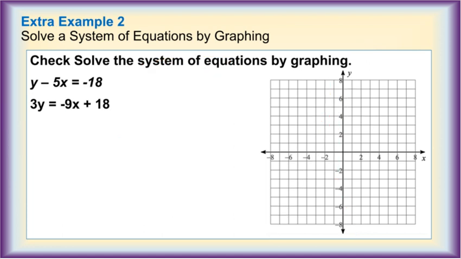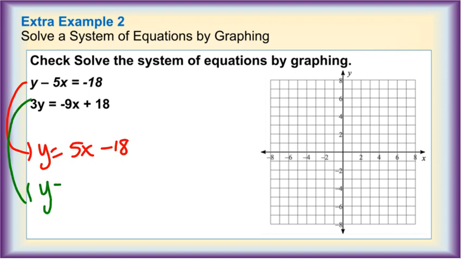Next example, graph these and solve. I'll do this one, so this would be y equals positive 5x minus 18. And the other one would be y equals, divide everything by 3. So this would be negative 3x plus 6. If I plot that one, that would be positive 6, down 3, the right one. So I have my slope here, going down, so I can draw my line.